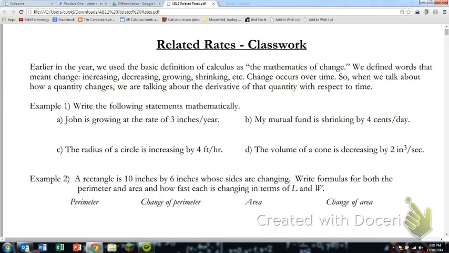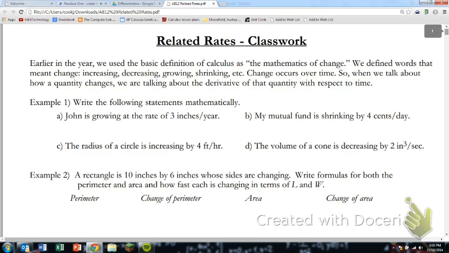Okay, so we're going to start talking about our real-world application of implicit differentiation. And we're going to talk about what are called related rates. So there's certain words that indicate to you that you're talking about change. Some of those words might be increasing, decreasing, growing, shrinking, all those kinds of words.